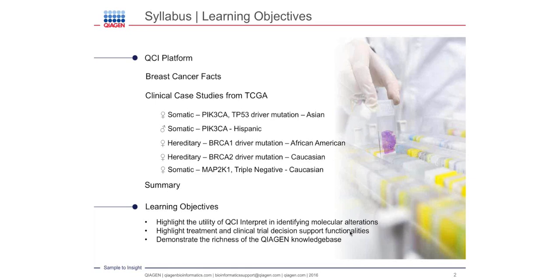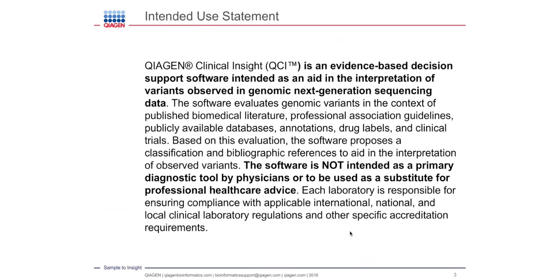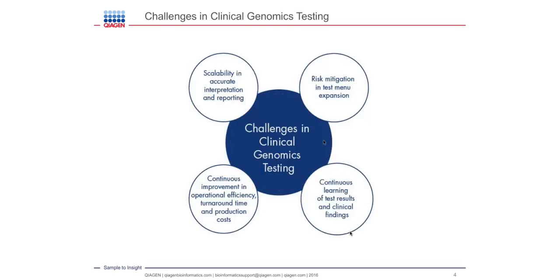But before diving into actual information about the platform and the clinical case, I have to say that QCI, or QIAGEN Clinical Insight, is an evidence-based decision support software intended as an aid in the interpretation of variants observed in genomics and NGS data. It is not intended as a primary diagnosis tool by physicians. That said, though, it leads me to discuss first all the challenges that you can have in clinical genomic testing.